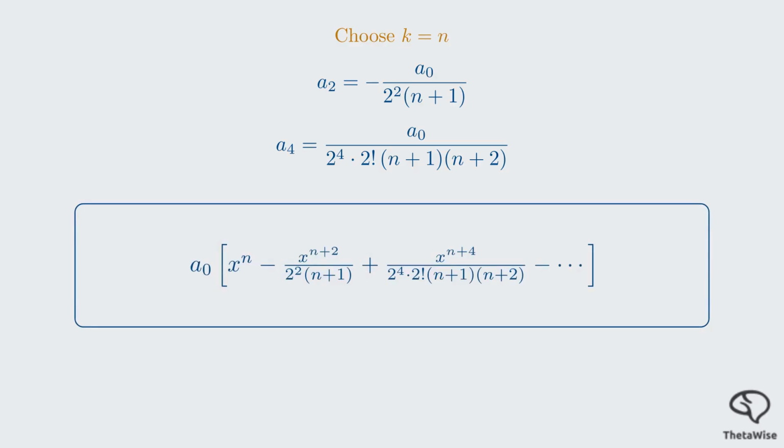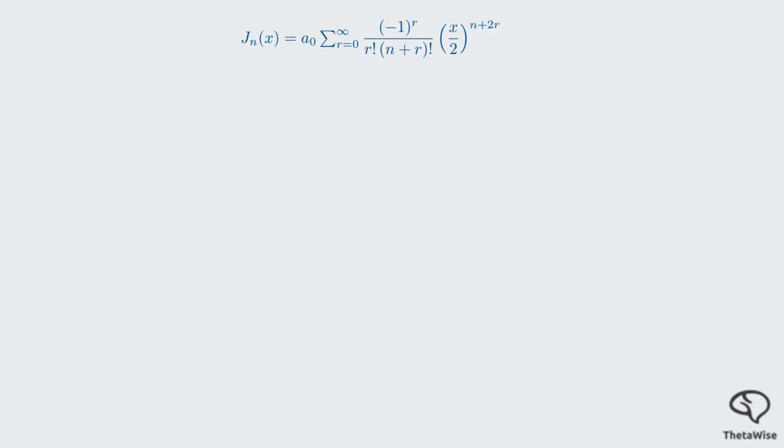A sub 0 times x to the n, times (1 minus x squared divided by 2 squared times (n plus 1), plus x to the 4 divided by 2 to the 4th times 2 factorial times (n plus 1) times (n plus 2), and so on). This non-terminating series is the Bessel function of the first kind, j sub n. The standard series form in the notes is j sub n of x equal to a sub 0 times the sum from r equals 0 to infinity of negative 1 to the r divided by r factorial times (n plus r) factorial multiplied by (x over 2) to the power n plus 2r.